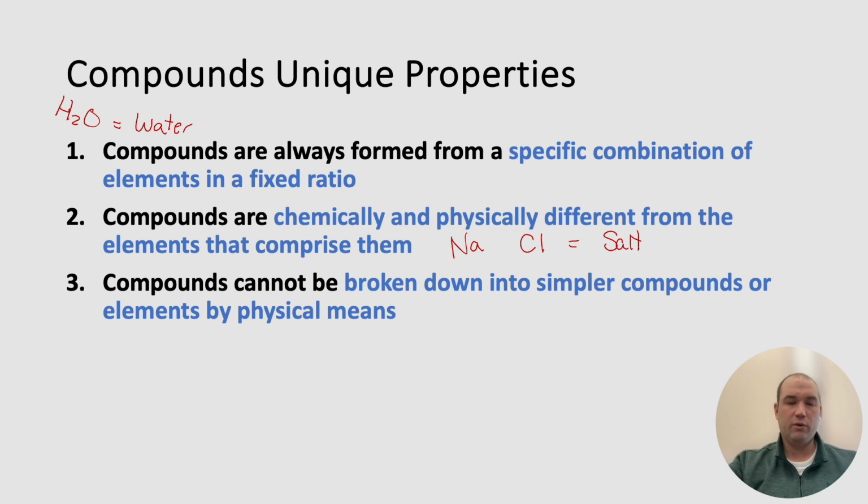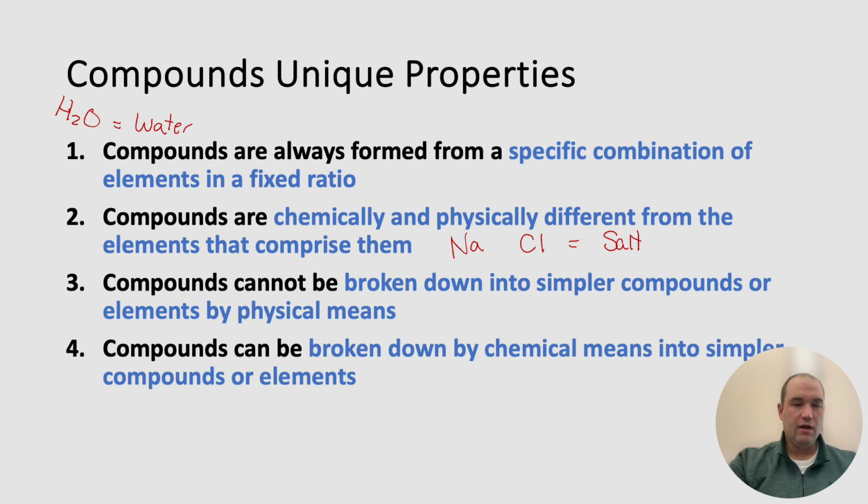Compounds cannot be broken down into simpler compounds or elements by physical means. In other words, you can't just take a knife and cleave off a hydrogen. It's not how it works. And finally, compounds can be broken down by chemical means into simpler compounds or elements. All right, so we can do chemical reactions in order to break them or build different compounds or elements.